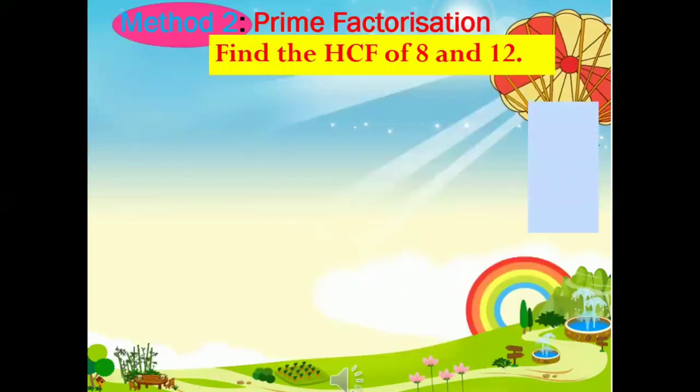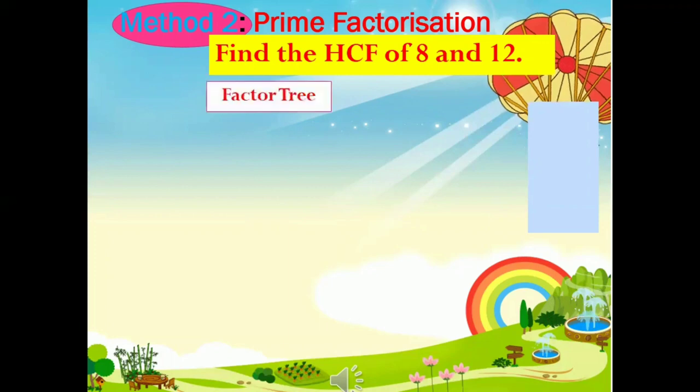Okay, we can also find the highest common factor of two whole numbers by prime factorization using prime numbers. How do we factorize whole numbers? We can use the factor tree, or there's another way that I'm going to show you later on. So let's factorize 8 and 12 using a factor tree.